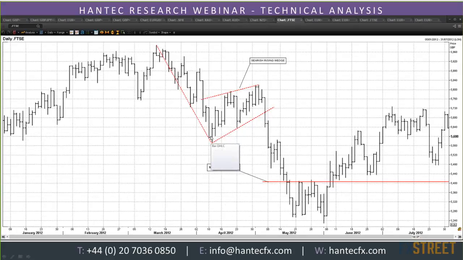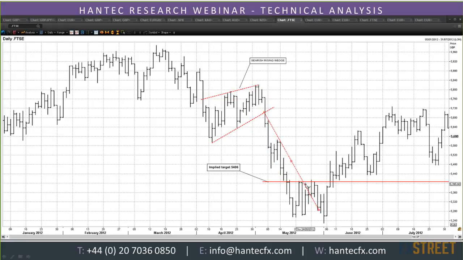So once again, this move to the downside gives you your downside target, and it works pretty well actually. On both your downside targets, your conservative and your maximum target, work very well on this as well.